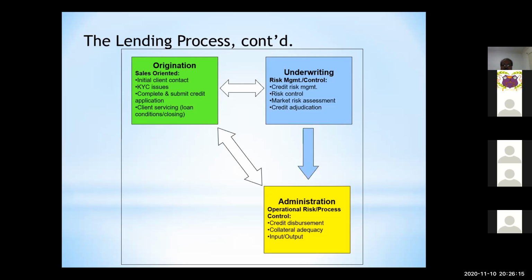If it's a yes, you send it from credit underwriting. It goes to credit administration or loans administration, and the overarching responsibility is operational risk and process control. So they deal with credit disbursement and collateral adequacy, making sure that they have the right collateral and also the other conditions of the loan are met. And they're also concerned with the input and output. So inputting the loans and getting any checks out. As you can see, there's a two-way arrow between them and the branches, origination, because sometimes the stuff that they need to get from the branches. Sometimes they have questions, so there's a back and forth.